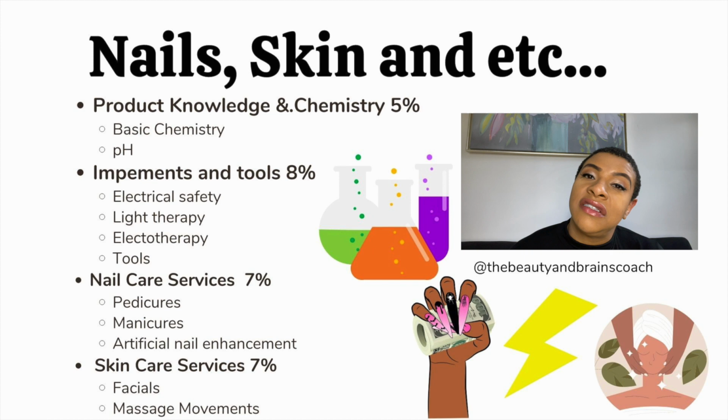There's also skincare services and nail care services. Skincare is 7%, nail care is 7%. When we talk about skincare, we're talking about facials, massage, and light therapy on the face. When we talk about nail care, we're talking about basic manicuring and pedicure and then artificial nail services. I would really focus on acrylic, but also feel good knowing the difference between a gel and an acrylic enhancement versus a nail tip versus a sculpted enhancement.